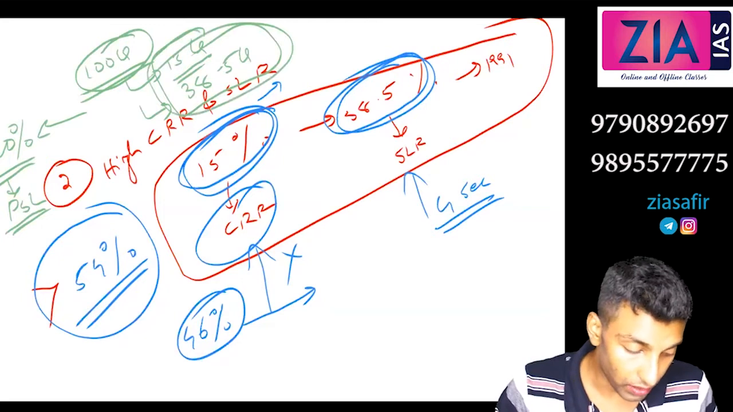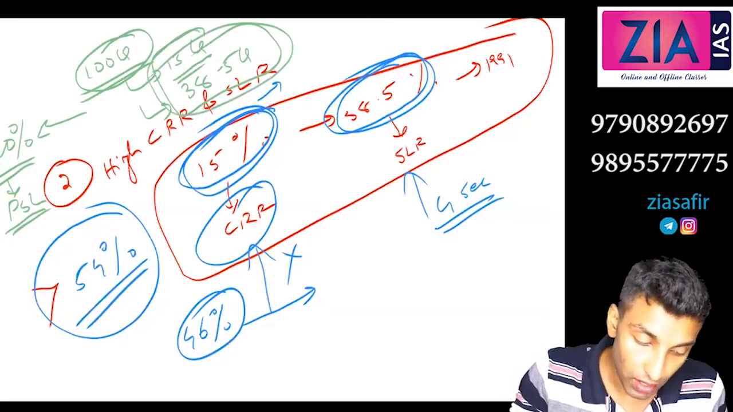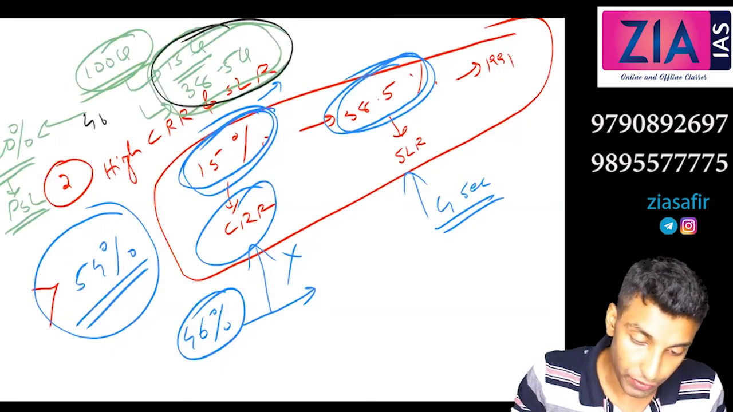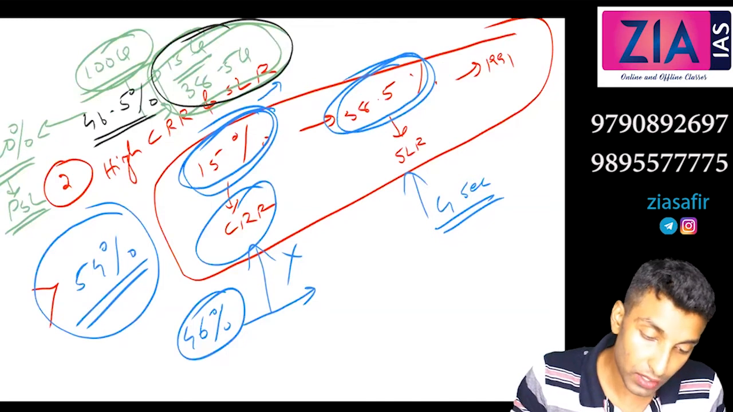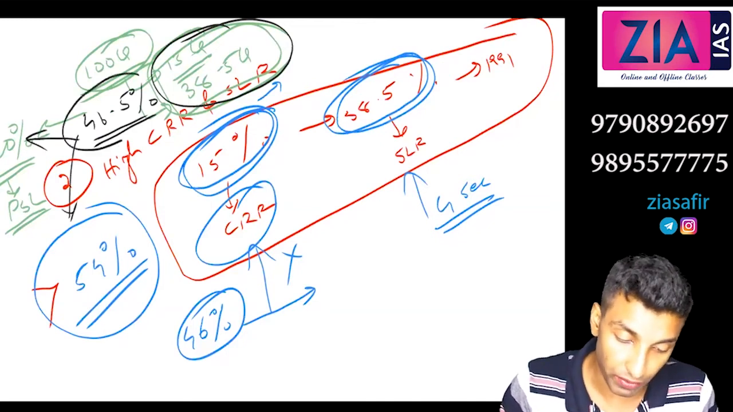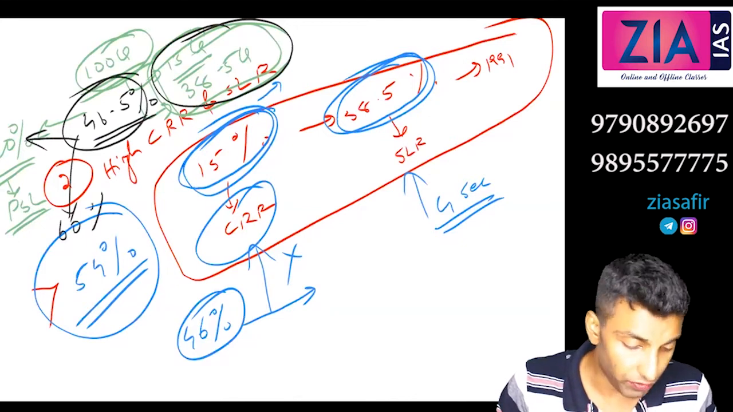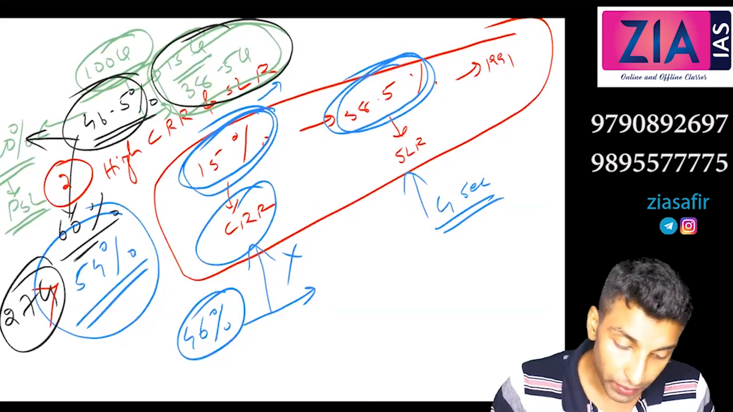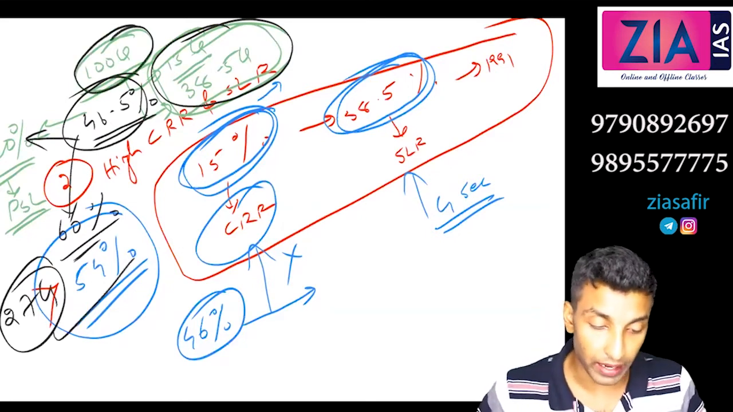This is around 53.5% is gone. How much is left out? So 46.5% is left out. Out of this 46.5%, 40% is gone for PSL. Only 60% of 46.5. 60% of 46.5, that is around 27 crore. So out of the 100 crore, only 27 crore is the profitable lending.